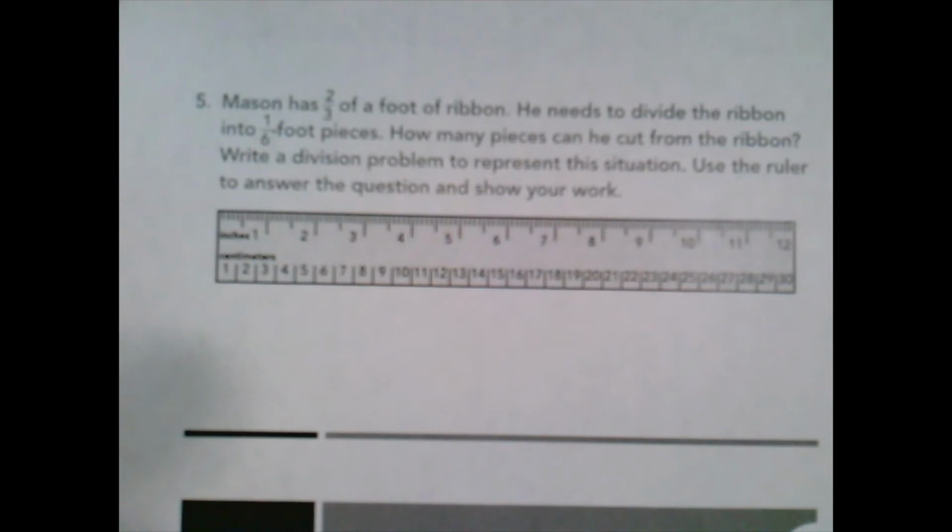Now if you think about a foot, how many inches are in a foot? 12, right? So we're going to have to convert this 2/3 into a fraction so that the denominator has a 12. So it'll be easy for us to differentiate the pieces. Later it says he needs to divide the ribbon into 1/6 foot pieces. So again, we're going to need to convert this fraction so that the denominator has a 12.